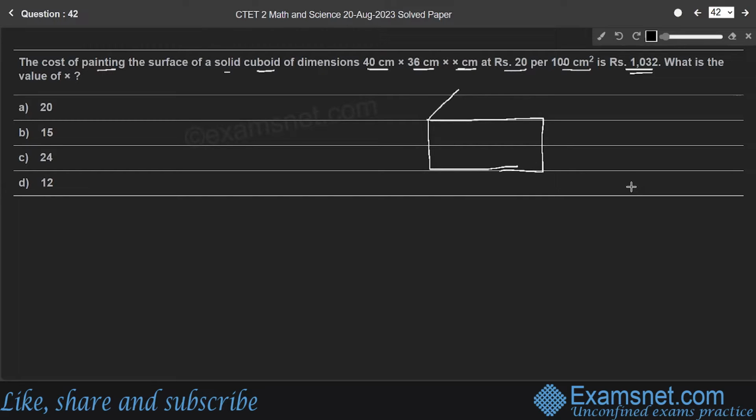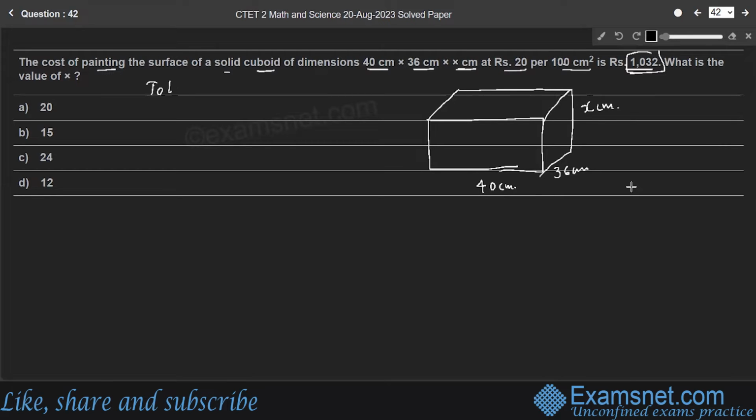A three-dimensional object like this, whose dimensions are 40 centimeter, 36 centimeter and x centimeter. Let 40 centimeter be the length, 36 centimeter be the breadth, and x centimeter be the height of the solid cuboid, right? So to paint the total surface of the cuboid, it takes 1032 rupees, right?